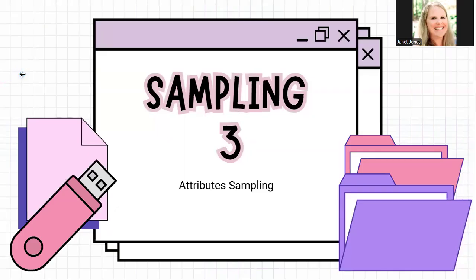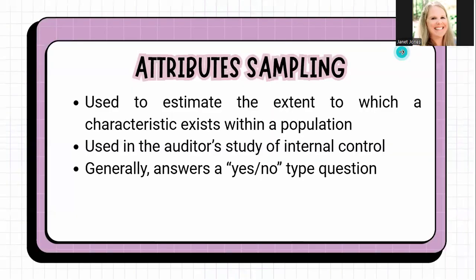Welcome to my third video on sampling. In this video, we're going to talk about attribute sampling. There's two types of sampling we're going to talk about in this module, attributes and variables. The next video will be variables, so we're going to cover attributes in this one.